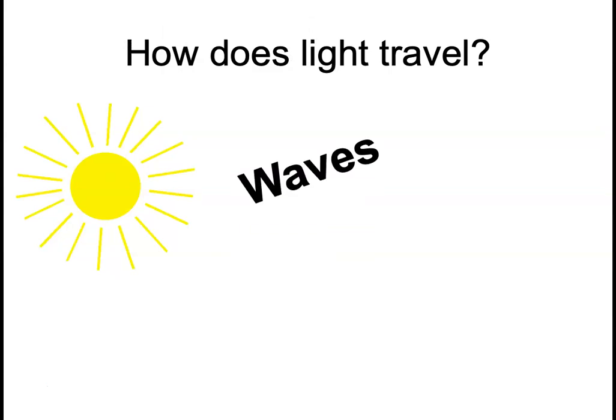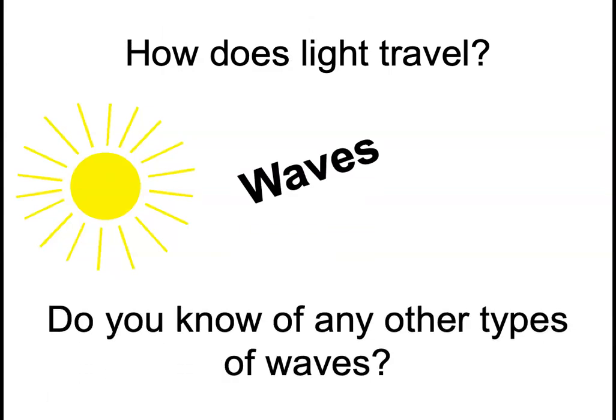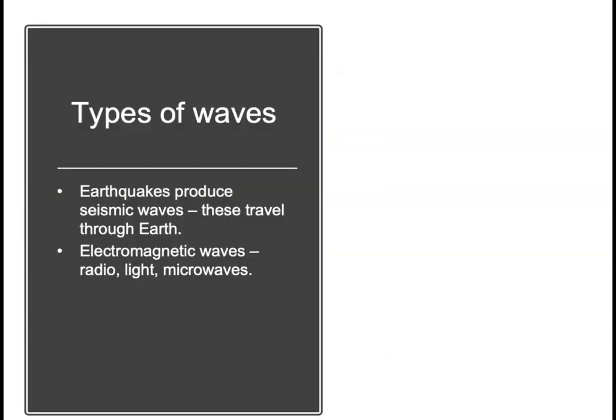Question for you. Light is a wave. And do you know any other types of waves? So, types of waves. Earthquakes produce seismic waves which travel through the earth. Another type of waves is electromagnetic waves like radio, light, microwaves used for weather, for mobile phones.